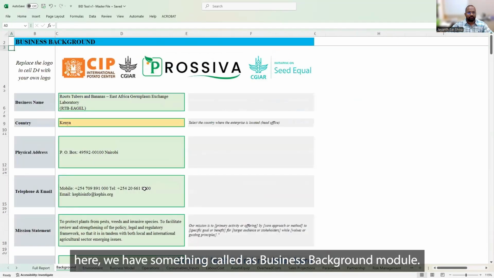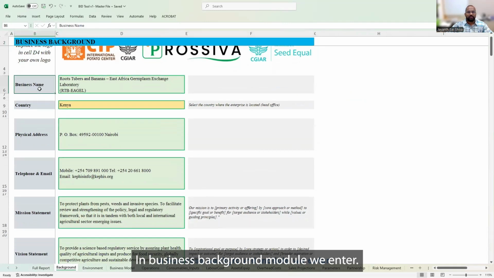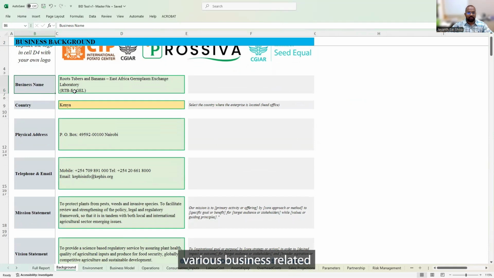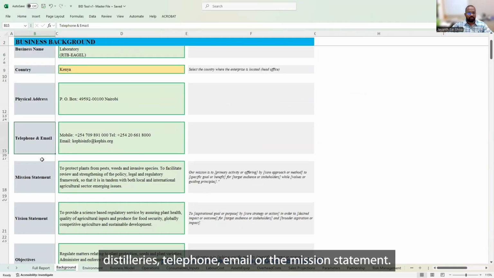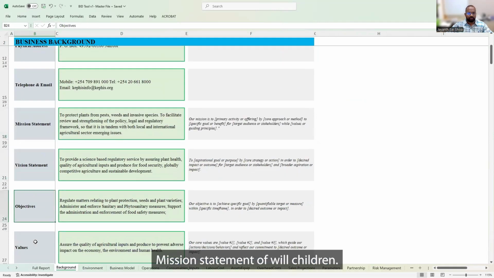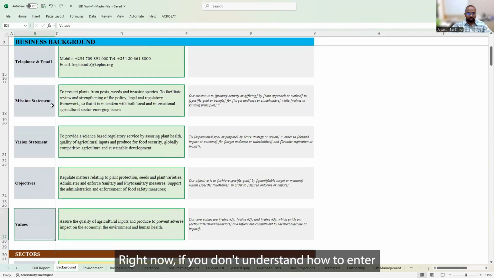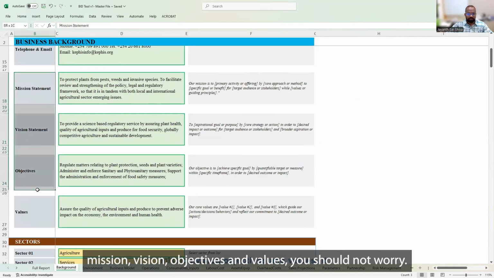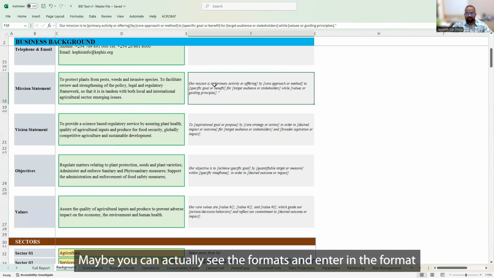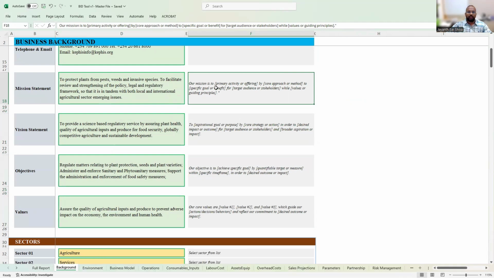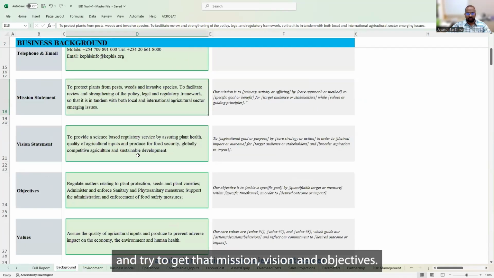Coming to the first module, we have something called the business background module. In the business background module, we are given prompts to enter various business related information such as business name, country, physical address, telephone, email ID, mission statement, objectives and values. If you don't understand how to enter mission, vision, objectives and values, you should not worry. We have specific guidelines at the right side where you can see the formats and enter in the format and try to get a mission, vision, and objective statement.